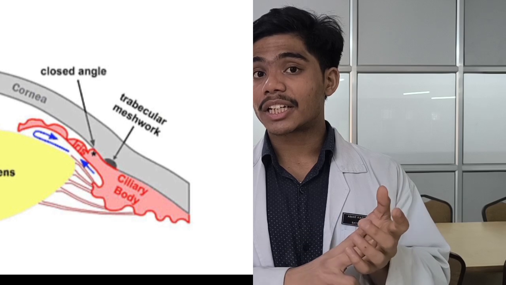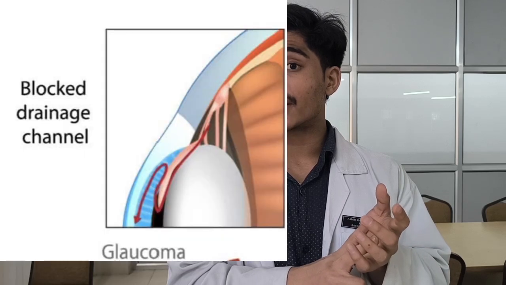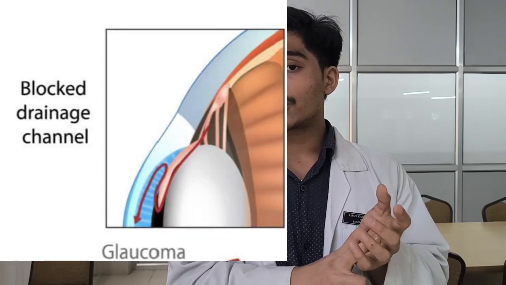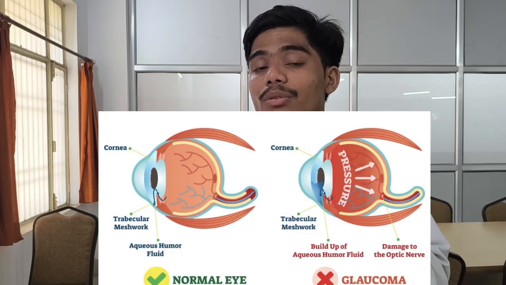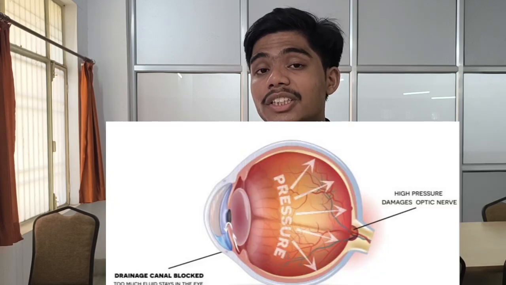So simply, in glaucoma, first the angle of the eye is narrowed, and second, the drainage canal of the eye is blocked. Due to blockage of this drainage canal, excess aqueous fluid accumulates within the aqueous humor. As a result, intraocular tension rises, and this leads to a pathological condition known as glaucoma.